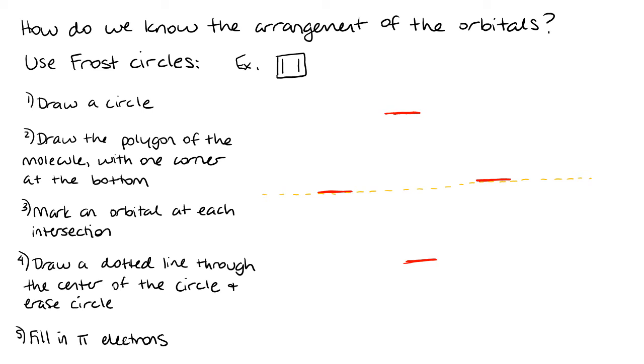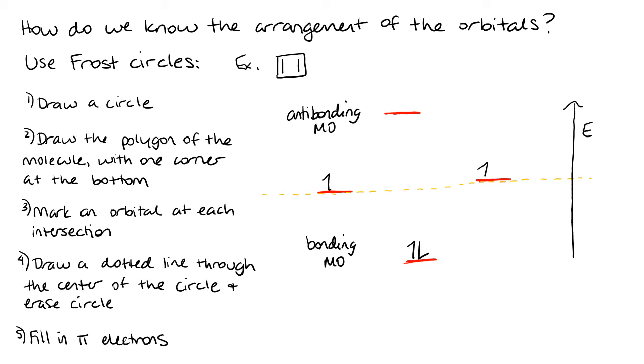So I'm going to take those 4 pi electrons, I'm going to pair up 2 of them in the lowest molecular orbital. The other 2 will go in the next highest energy molecular orbital. Now again, this is increasing energy. And anything below the dotted line is going to be a bonding molecular orbital. Anything above is going to be anti-bonding. And anything on the dotted line, such as these 2, are known as non-bonding molecular orbitals.